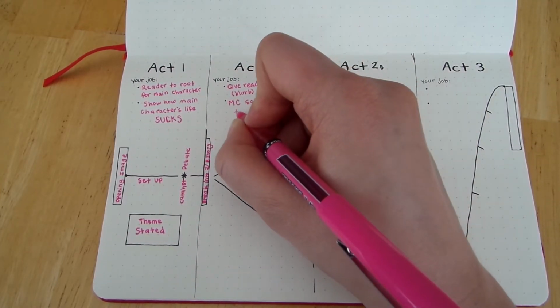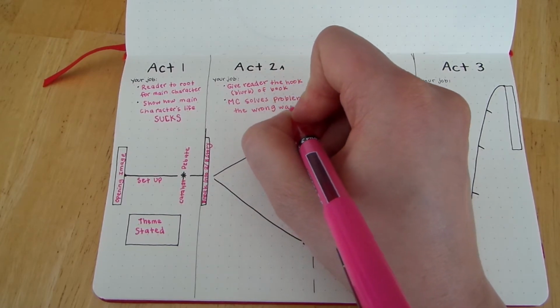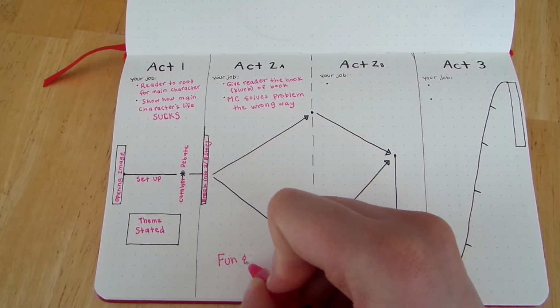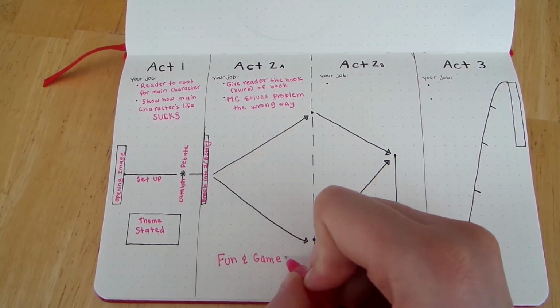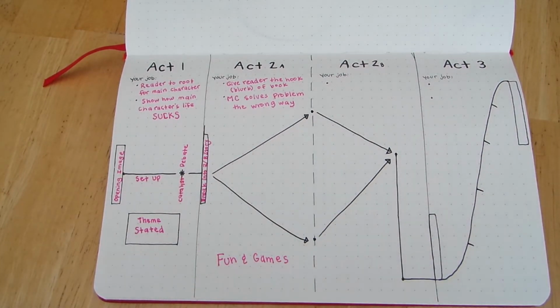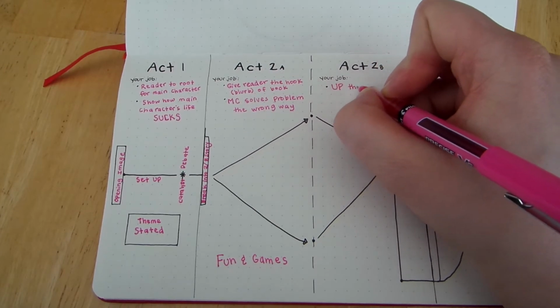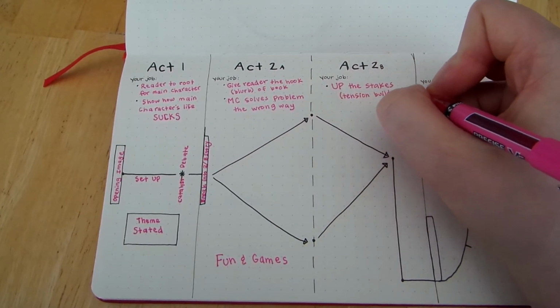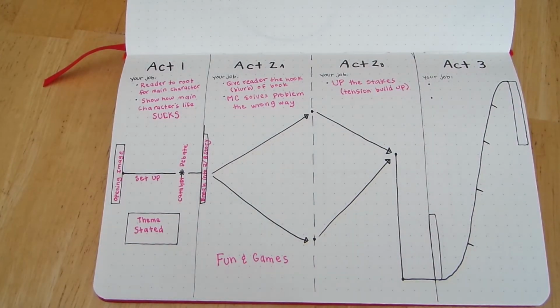Your second job is to show your main character solving their problem in the wrong way. So whatever problem they had in Act 1, they need to be trying to solve it, but in the wrong way, in external ways rather than internal ways. In Act 2B, your main job is to up the stakes. This is where you really wrench up the tension. This is called Bad Guys Close In.